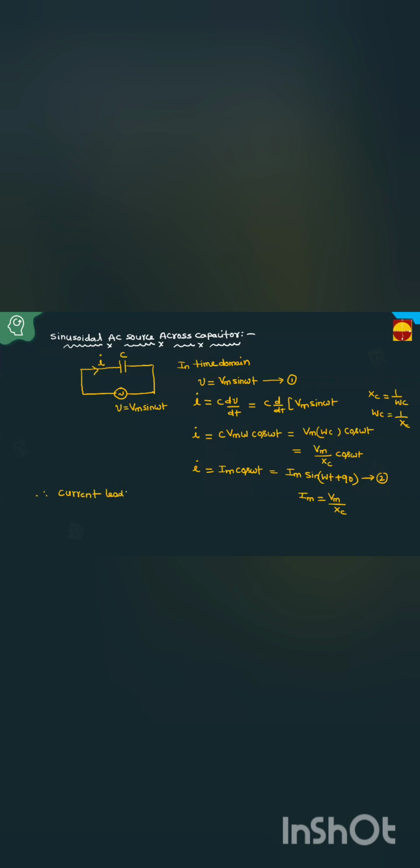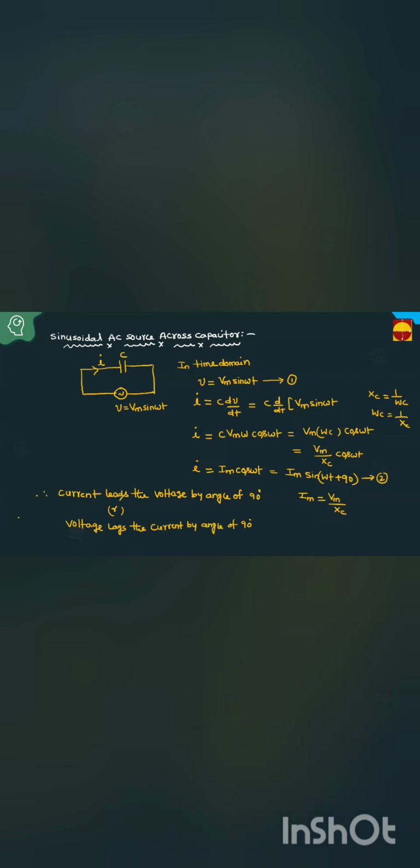In time domain, directly I'm telling, current leads the voltage by an angle of 90 degrees. Or current leads means voltage lags. Voltage lags the current by an angle of 90 degrees.